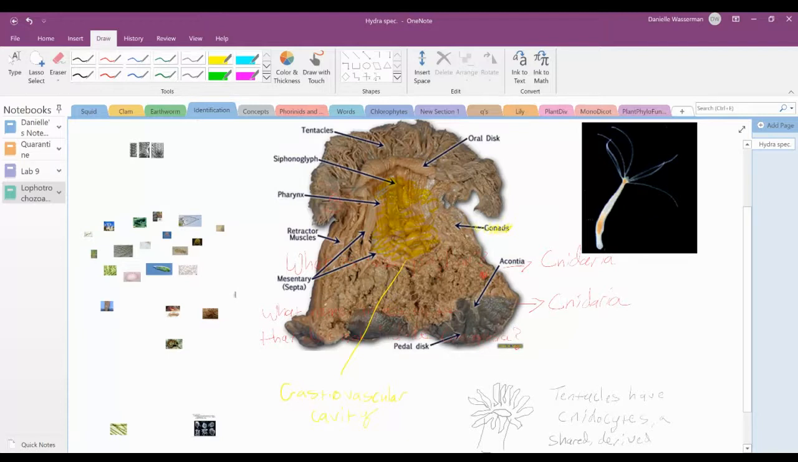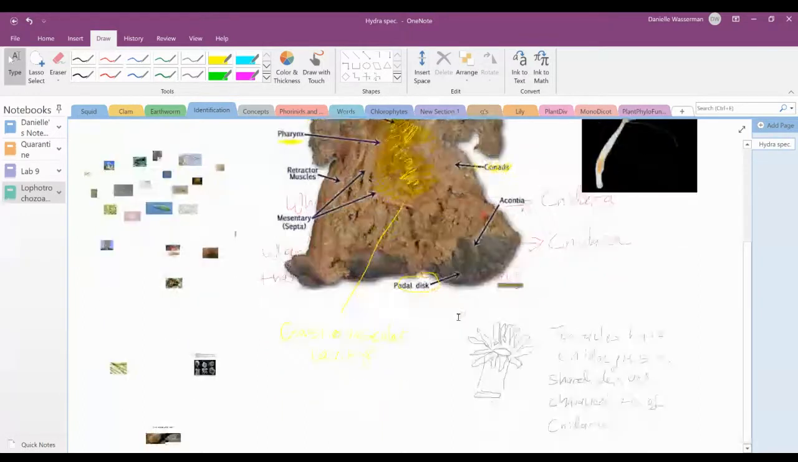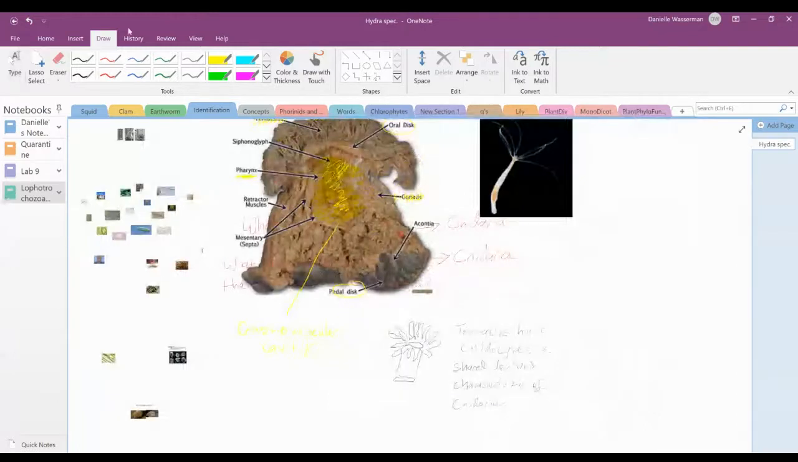You should know pedal disc, oral disc. You won't be asked tentacle, it's too obvious. Gastrovascular cavity, or pharynx. Pharynx is okay too. Both are correct, but I think in our slides we mostly use gastrovascular cavity. And you can go in different directions here. You can say, all right, I'm going to talk about cnidocytes. Discuss cnidocyte.